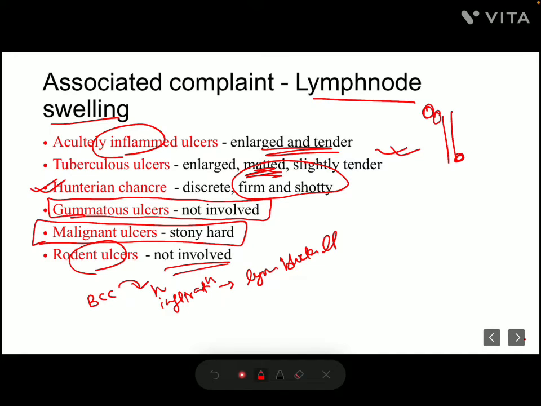Now let us take a case where you have found the patient is having a malignant ulcer and he is having lymph node enlargement. Now, it doesn't always mean that the patient has had lymphatic metastasis. Usually, only when the lymph node is stony hard is it more likely that lymphatic metastasis has already occurred. But when the lymph node is just tender and enlarged, the more likely reason is that because of the ulcer caused by the malignancy, some secondary infection has set in, and that has caused these acutely inflamed lymph nodes.